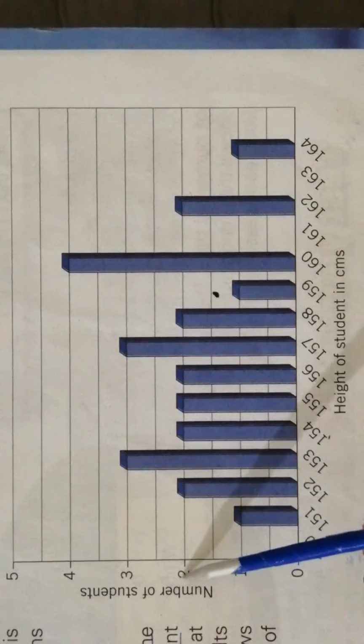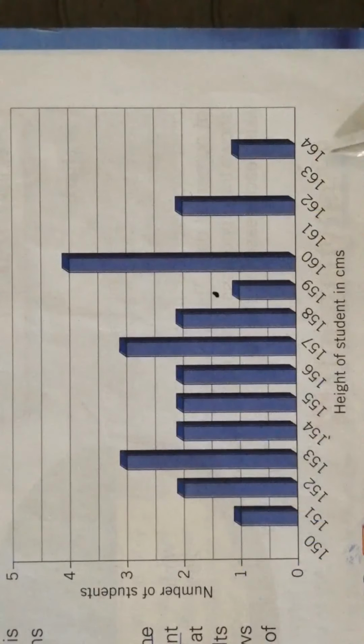So 4 plus 2 is 6. And 163 is also empty. But in the last bar, 164, the number of students is only one. So we can add all these values from 160 to 164 and sum up. After that, you will get your answer, that is 7. So to answer how many students have a height of 160 centimeters or more, you have to write your answer 7 in your book.